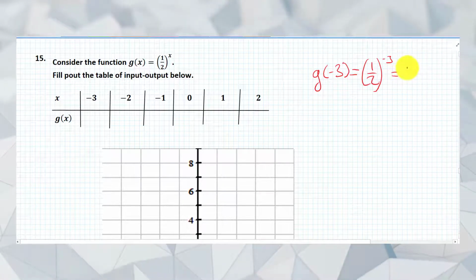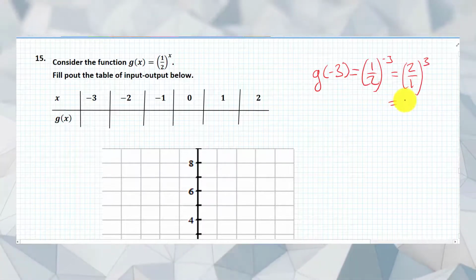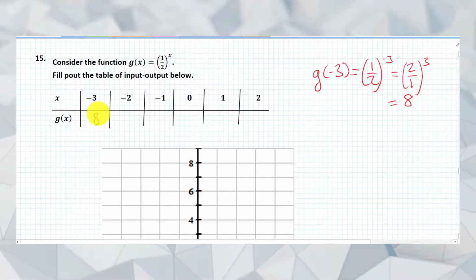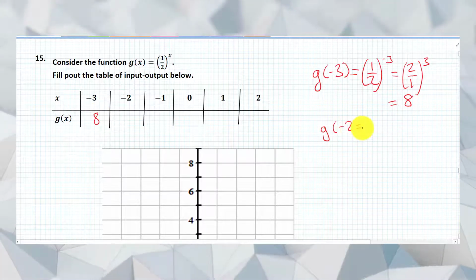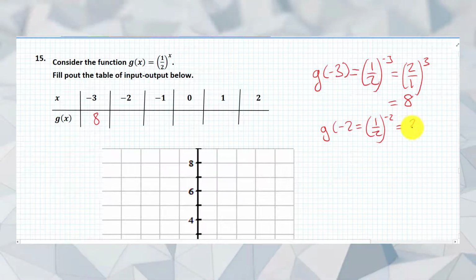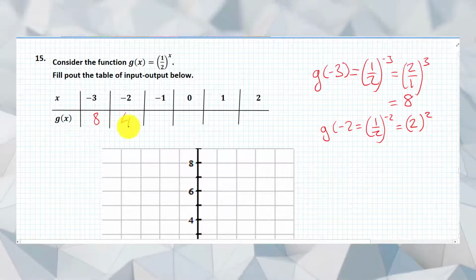We've done this work before. You flip the fraction and you turn the power into a positive. So this is 2 cubed, which is 8. If the input is -2, 1/2 to the -2 power is 2 over 1, so just 2 to the second power, so it is 4.